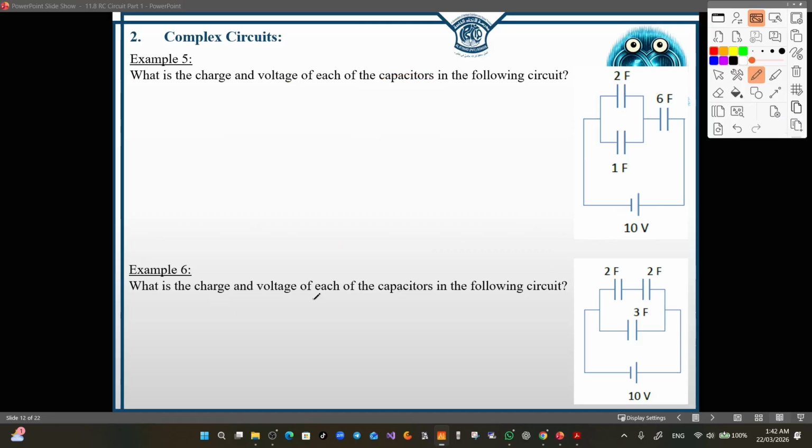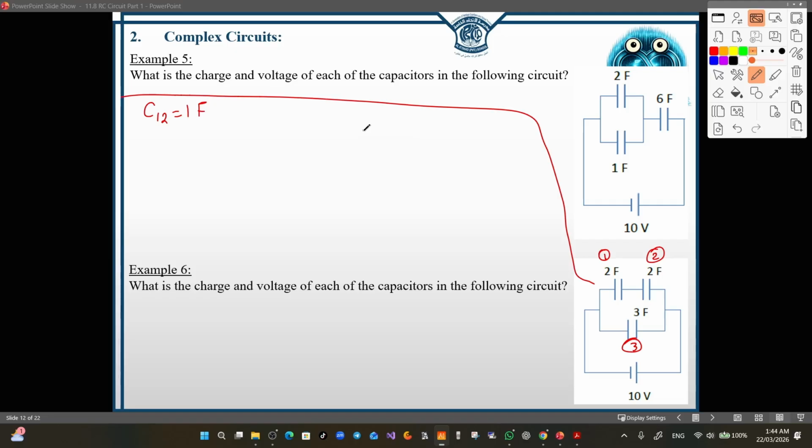What is the charge and the voltage of each of the capacitors in the following circuits? So I will use this space here to solve this question. Now first, let's find the equivalent capacitor. I will denote this 1, 2, and this one is 3. So let's find C1,2. Now 1 and 2 are connected in series, and we use one of the shortcuts to find the equivalent. I will use C over N, so 2 over 2 is equal to 1. Let's make a new sketch.